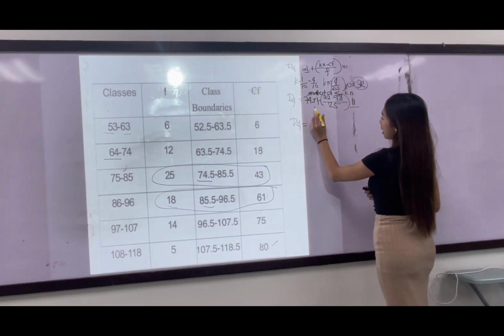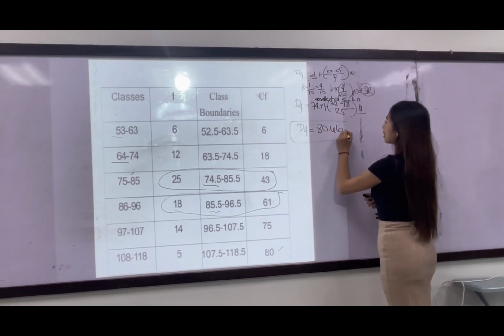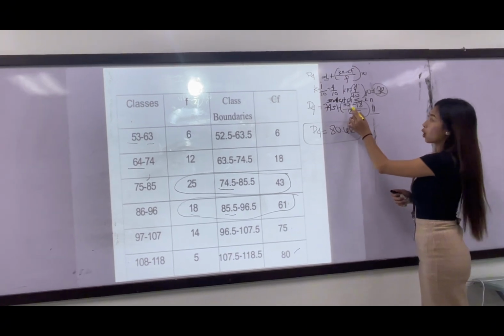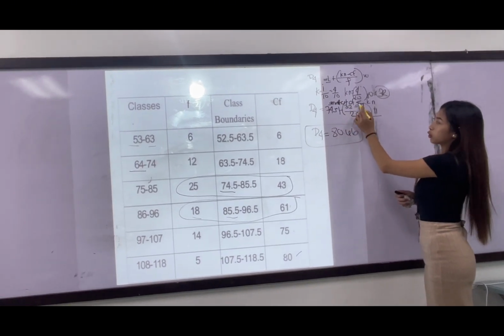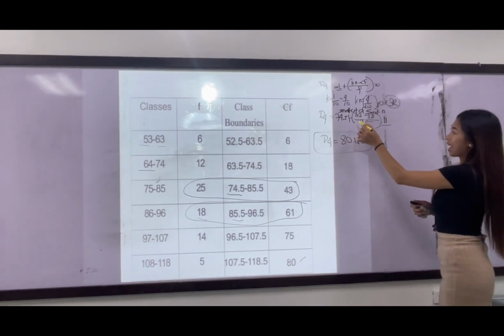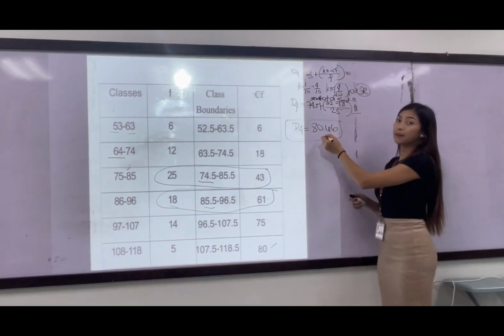Decile 4 is 80.66. To get 80.66, first subtract 32 minus 18, which is 14. So 74.5 plus 14 divided by 25 multiplied by 11 is 80.66.